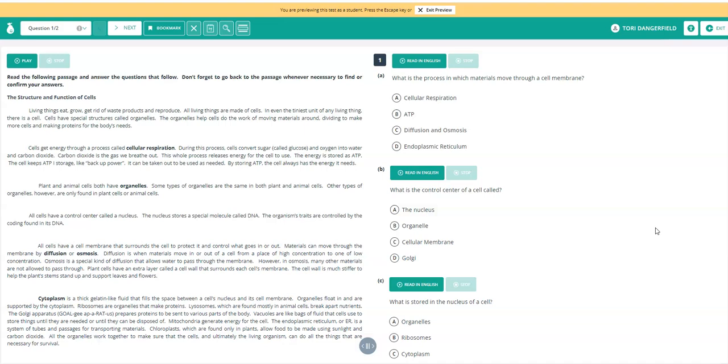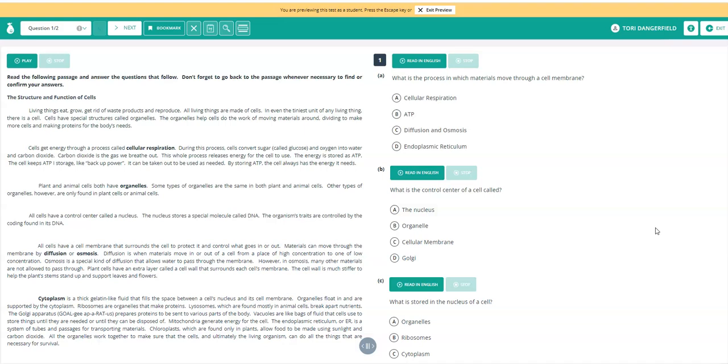All cells have a cell membrane that surrounds the cell to protect it and control what goes in or out. Materials can move through the membrane by diffusion or osmosis. Diffusion is when materials move in or out of a cell from a place of high concentration to one of low concentration. Osmosis is a special kind of diffusion that allows water to pass through the membrane. However, in osmosis, many other materials are not allowed to pass through.